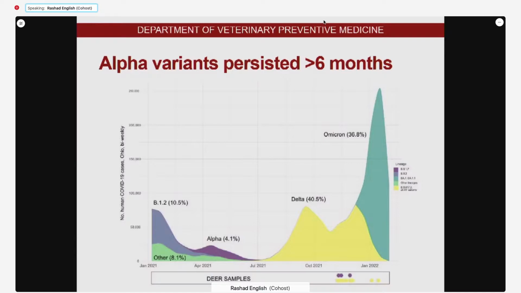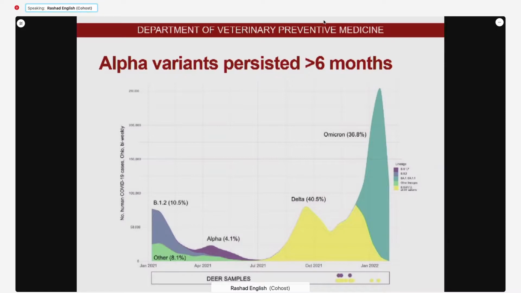The rather interesting thing to us, especially thinking about the establishment of national reservoirs, is these alphas. So those alphas, you can see in the purple dots at the bottom, we picked them up greater than 6 months since they were circulated in humans. Right? So we've got the idea that alpha had kind of died out in humans by that point in time. Certainly we're picking up a lot of delta, which is representing what's circulating in the people at the time, but those alphas really got the idea that the deer were able to maintain that for at least 6 months, which starts to question how much longer could they maintain those, and would other lineages also be able to be maintained.